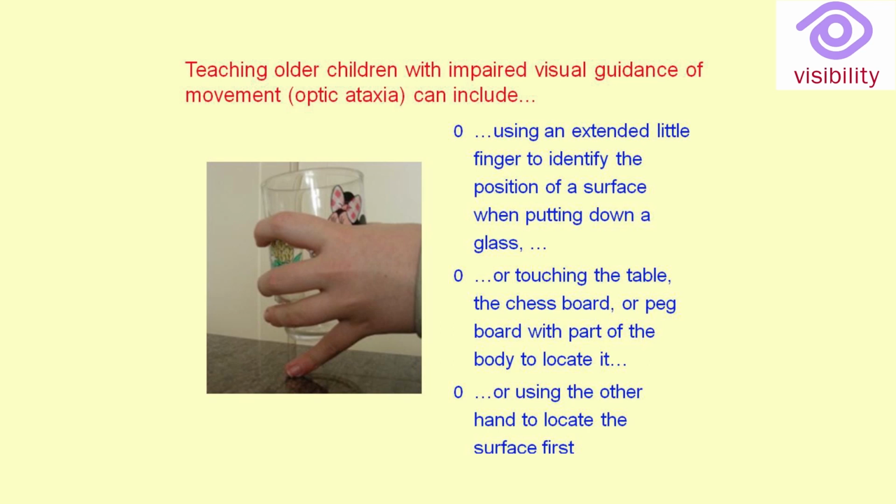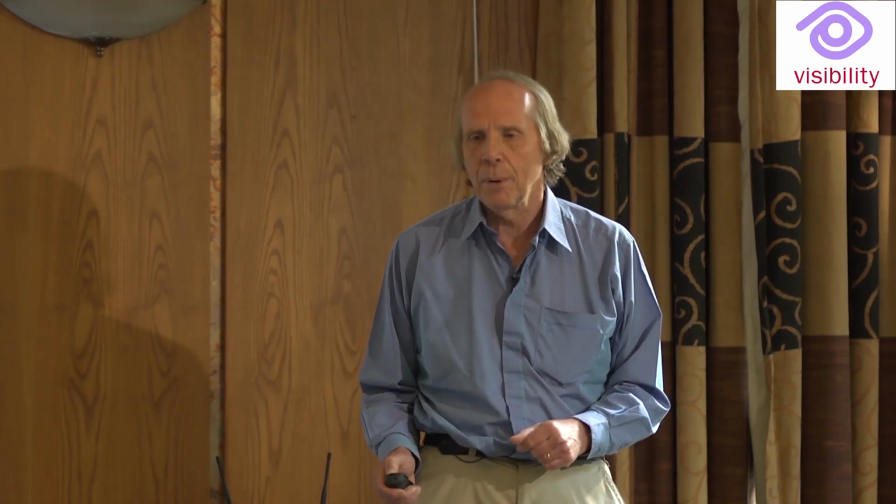Teaching older children with impaired visual guidance of movement, or optic ataxia, can include using an extended little finger to identify the position of a surface when putting down a glass, or touching the table, the chessboard or pegboard with part of the body to locate it, or using the other hand to locate the surface first can help.